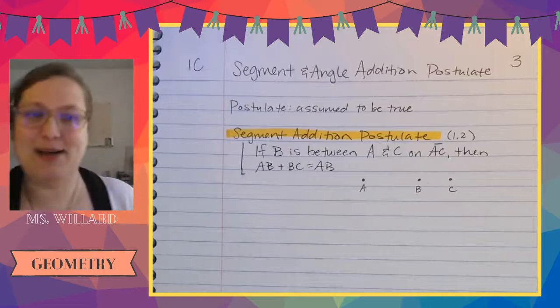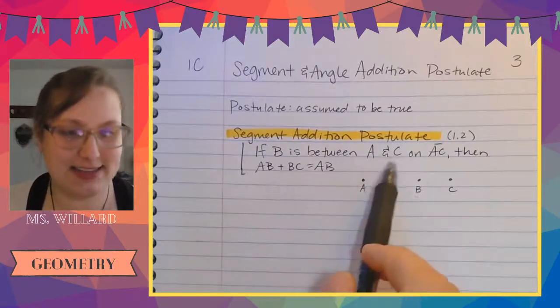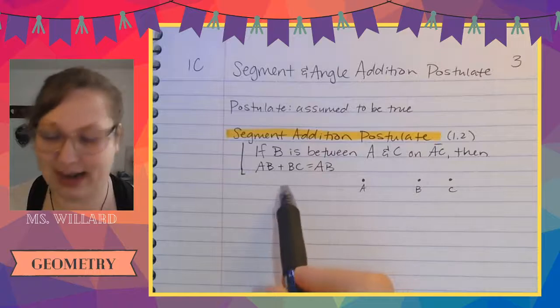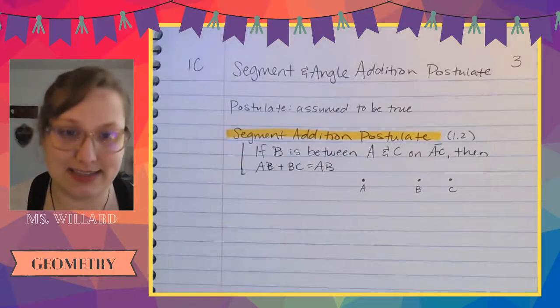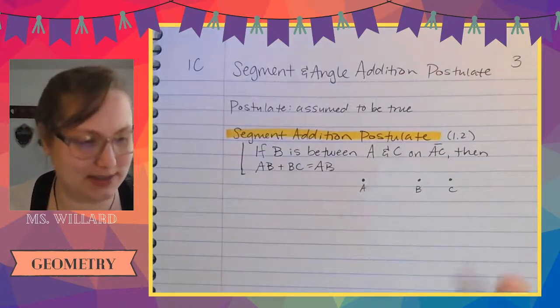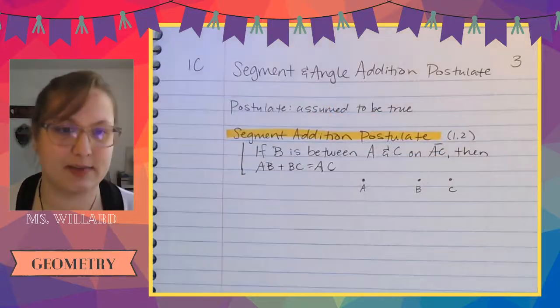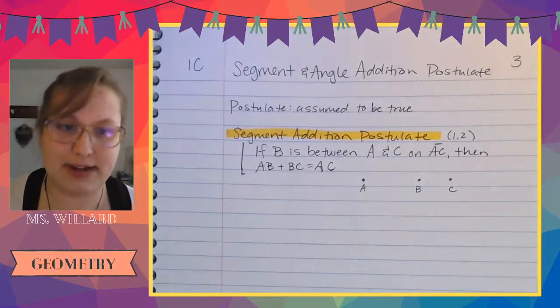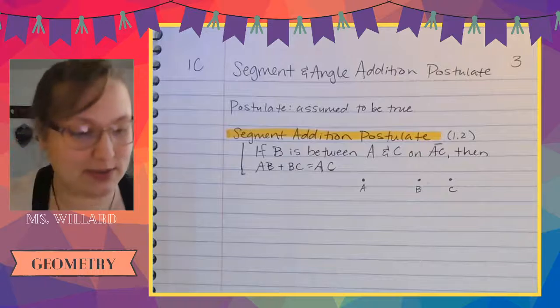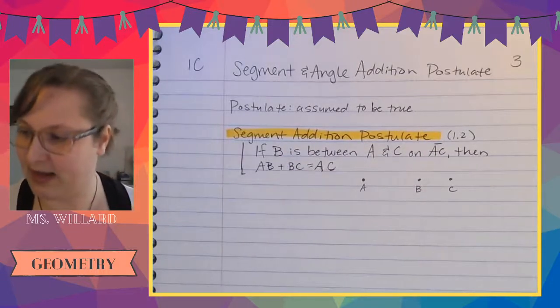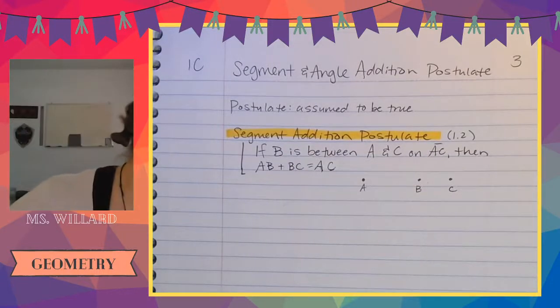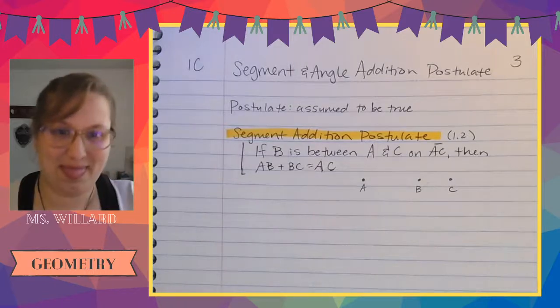Ta-da! It says that if B is between A and C on line AC, then A to B plus B to C equals A to C. Oops, sorry. Y'all, whiteout's a miracle worker, let me tell you. So let me break this down for you, though. I'm going to grab some colors because I like colors. Why not? Get used to it.